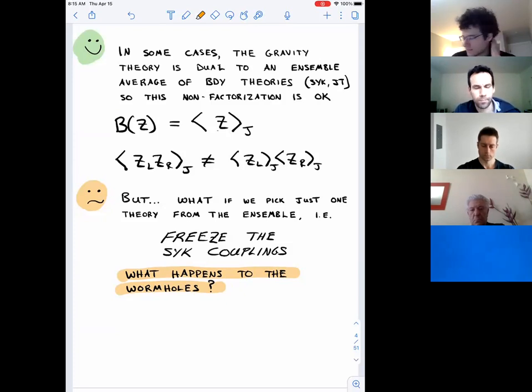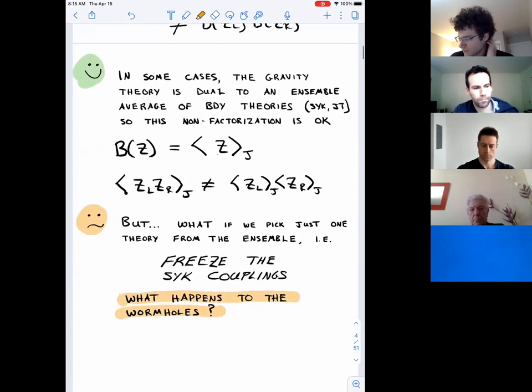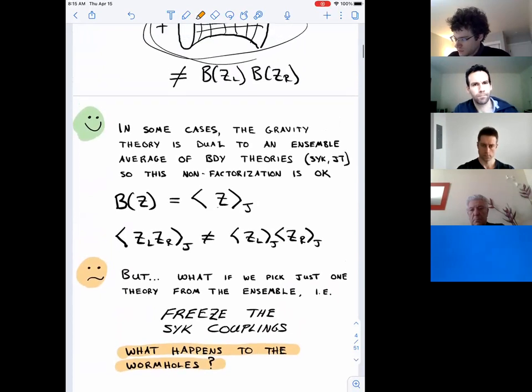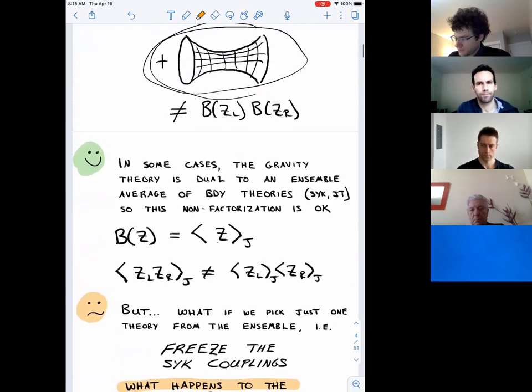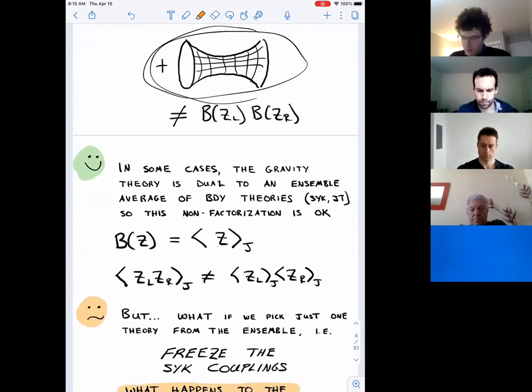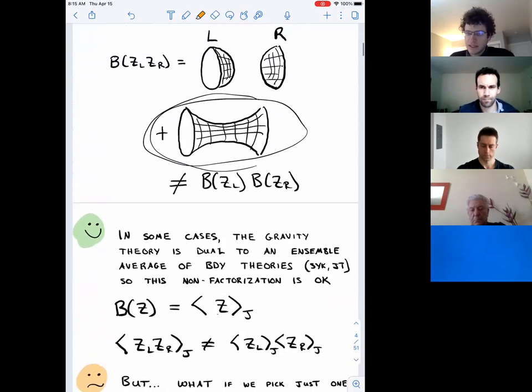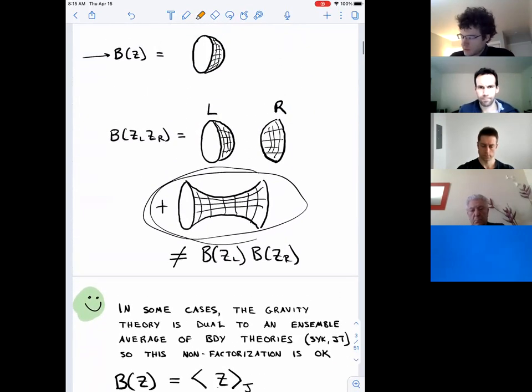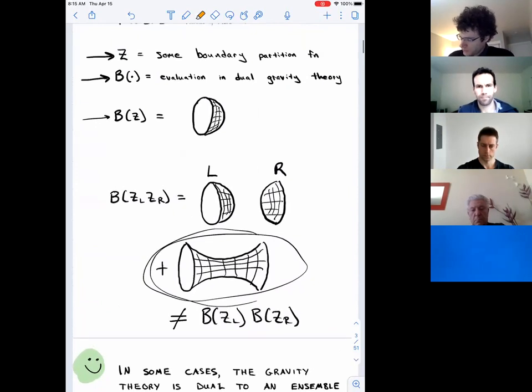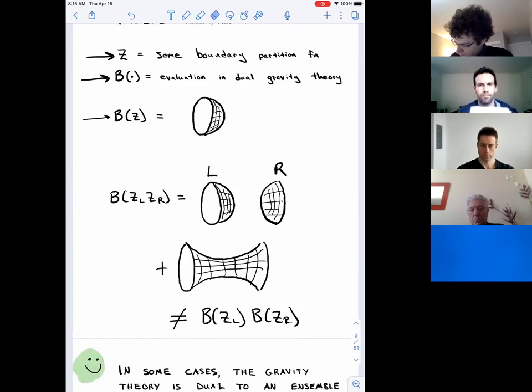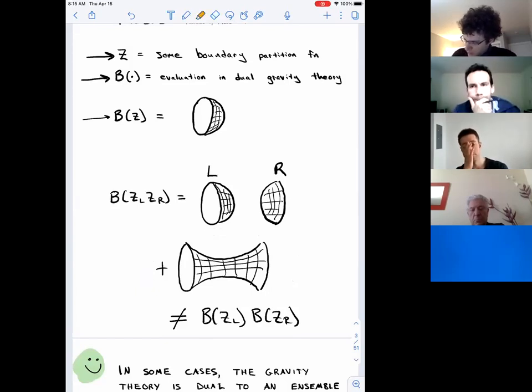Okay, yeah. Well, I don't know exactly what you mean by physically, but it's just a contradiction. The factorization problem is just this contradiction. It's this contradiction here. It's the fact that B of Z left Z right is not equal to B of Z left times B of Z right.